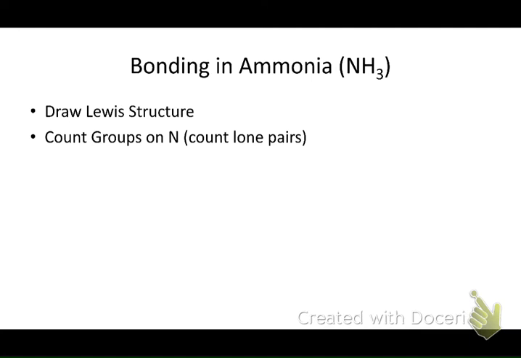Okay, so let's talk a little bit about the bonding in ammonia. We're going to draw its Lewis structure again. You guys may just have it memorized by now. This is what happens to chemistry teachers. Nitrogen has to make 3 bonds. Hydrogen has to make 1, so I end up with that. So how many groups are there? What's the hybridization?